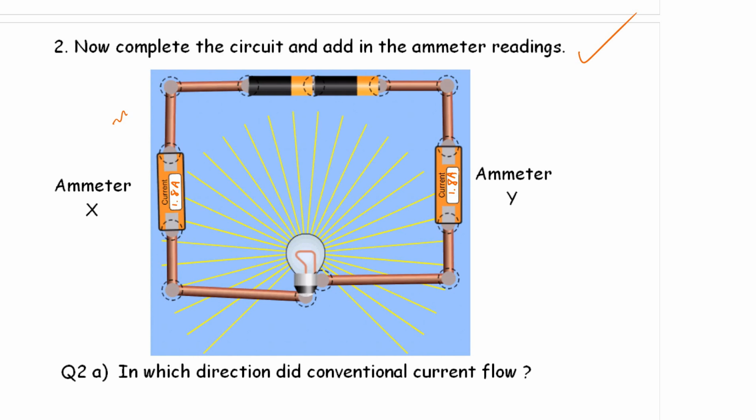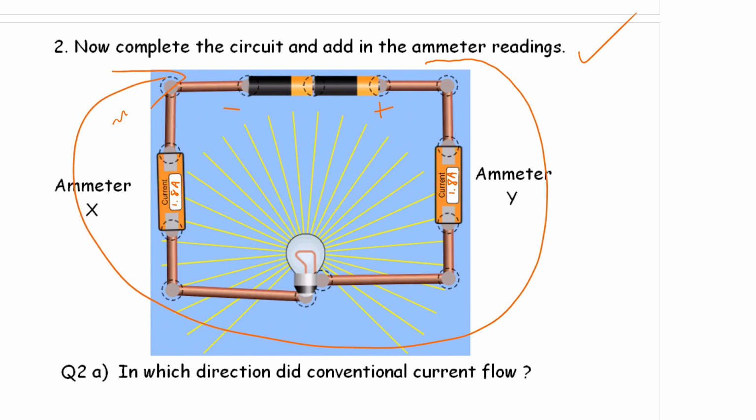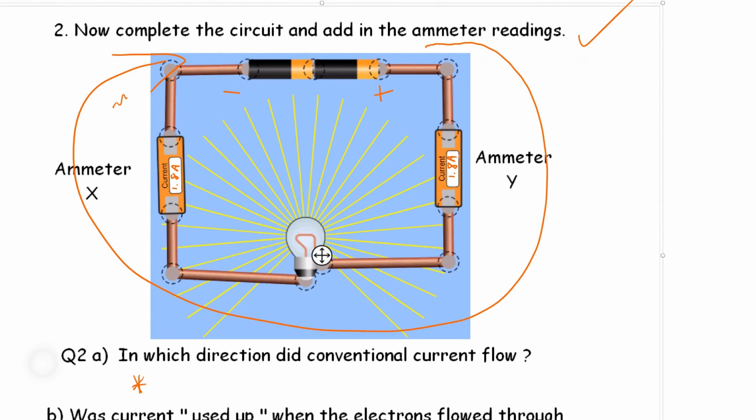Now 2A, in which direction does conventional current flow? It flowed from the positive end of the battery to the negative end of the battery. So it did a big clockwise loop. So in here, you write down clockwise.